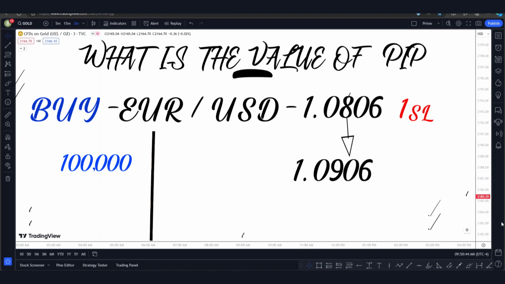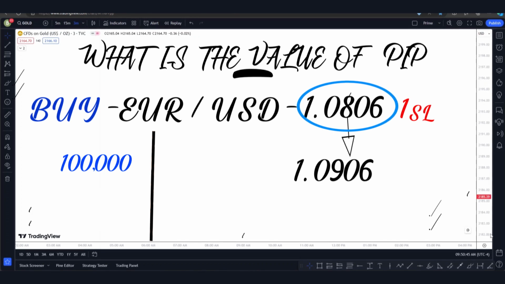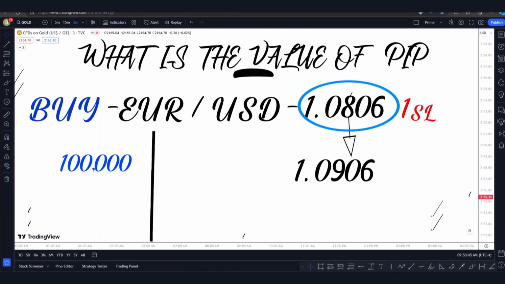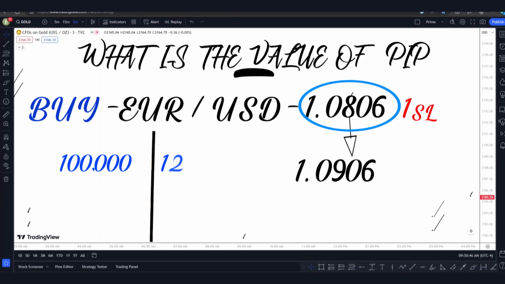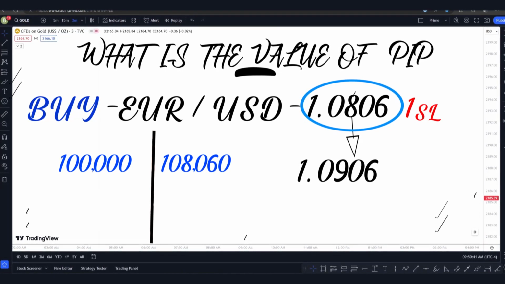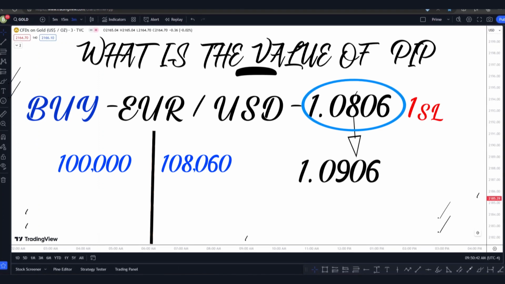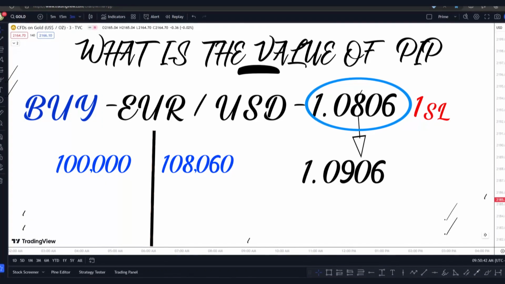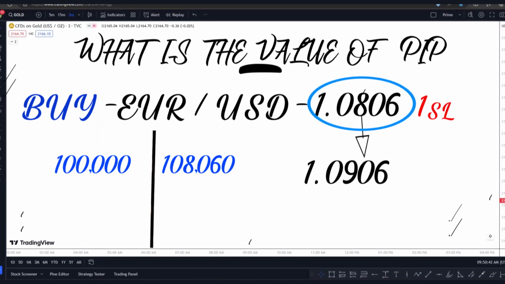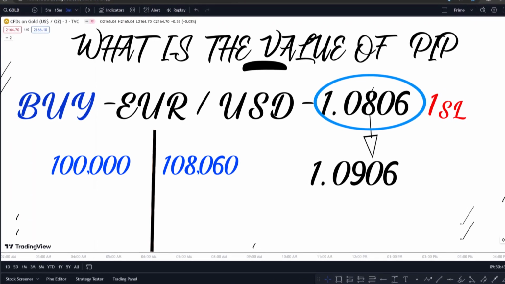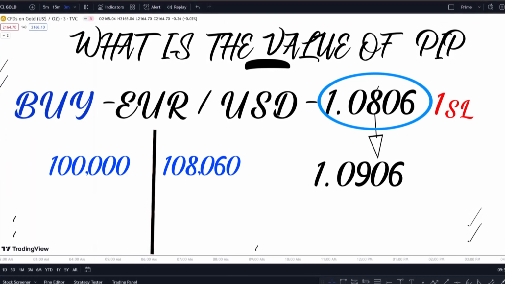Now your broker is going to charge you the exchange rate that the market currently has, which is 1.0806. So 100,000 multiplied by 1.0806, which will give you this. So this means your broker will charge you $108,060 for you to get 100,000 euros. Your broker gets you that 100,000 euros and takes $108,060 from your account. So you then hold that 100,000 euros waiting for the market to either rise or fall.